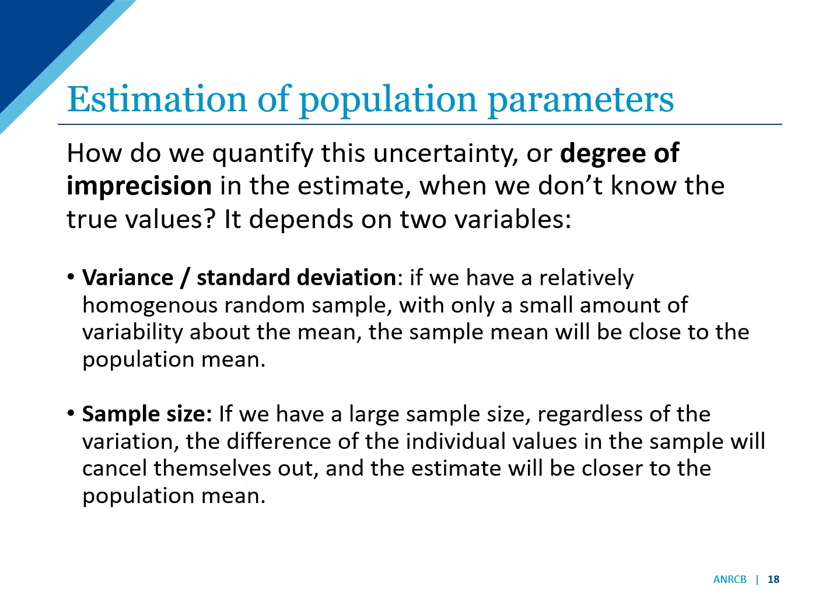So how do we quantify this uncertainty or degree of imprecision in the estimate when we don't know the true values? It depends on two variables. Variance or standard deviation. If we have a homogeneous random sample where everyone is kind of similar with only a small amount of variability about the mean, that sample mean will be closer to the actual true population mean. It also depends on sample size. If we have a large sample size, regardless of the variation, the differences of the individual values in the sample will cancel themselves out and the estimate will also be closer to the population mean.